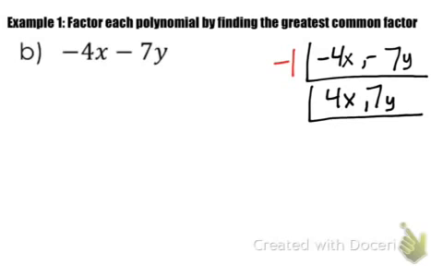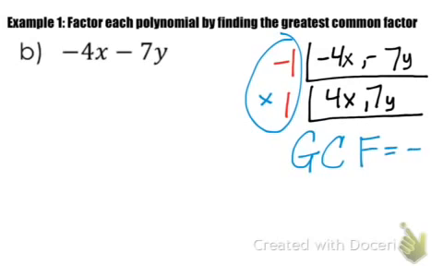So the greatest common factor between these two terms is just 1. To find my GCF, since there's nothing else, I'll multiply negative 1 and 1, and my GCF would be just negative 1. So what that looks like is when I divide it out from this binomial, negative 4x minus 7y, you're dividing a negative 1 from both terms.